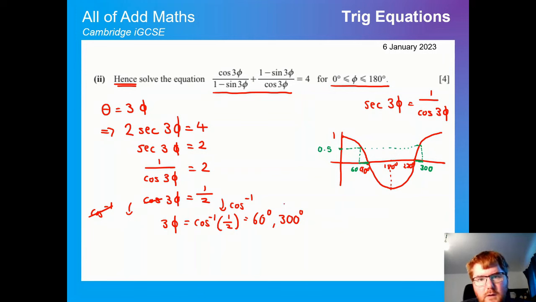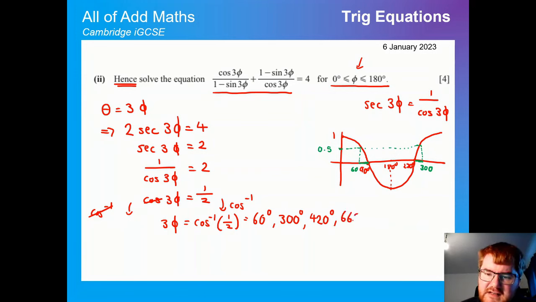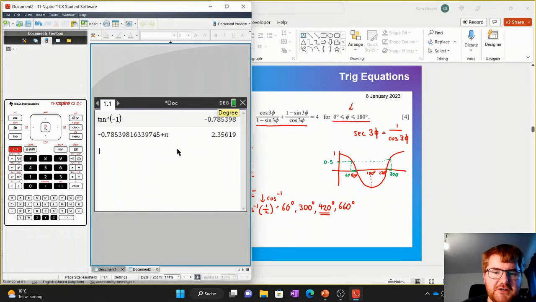To add to this as well, we need to actually work out phi. So we need to write down some more answers so that we get within this domain. Again, we're going to do a bit of practice on this during this video. Remember, this graph repeats every 360 degrees. So I can add 360 to any of these answers and still get the answer of a half. So if I add 360 to 60, I get 420. If I add 360 to 300, I get 660. I just want to go to the calculator and show that this 420 is an answer. So you need to go to degrees, so make sure you change it to the right setting.